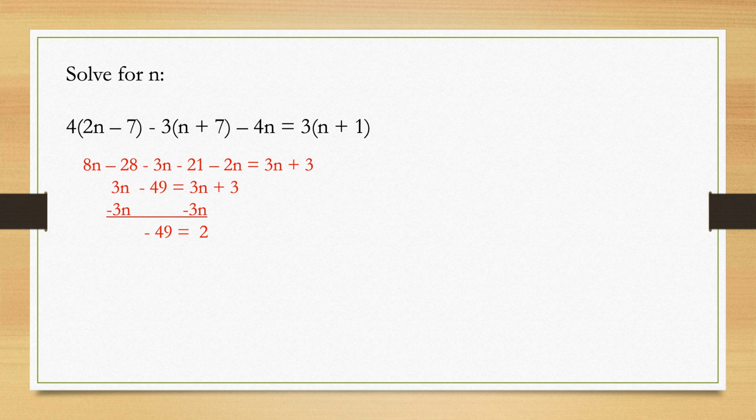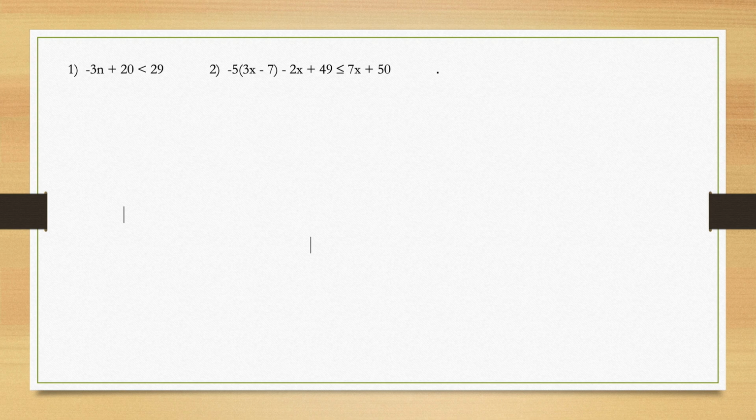-49 never equals 3. And if it's never equal, it's never a solution. So there is no solution to this question. If it came out to say -49 equals -49, or 2 equals 2, or 3 equals 3, then everything is a solution. So in these odd cases that the variables wipe each other out, either there are no answers or everything is an answer. There will never be one answer.